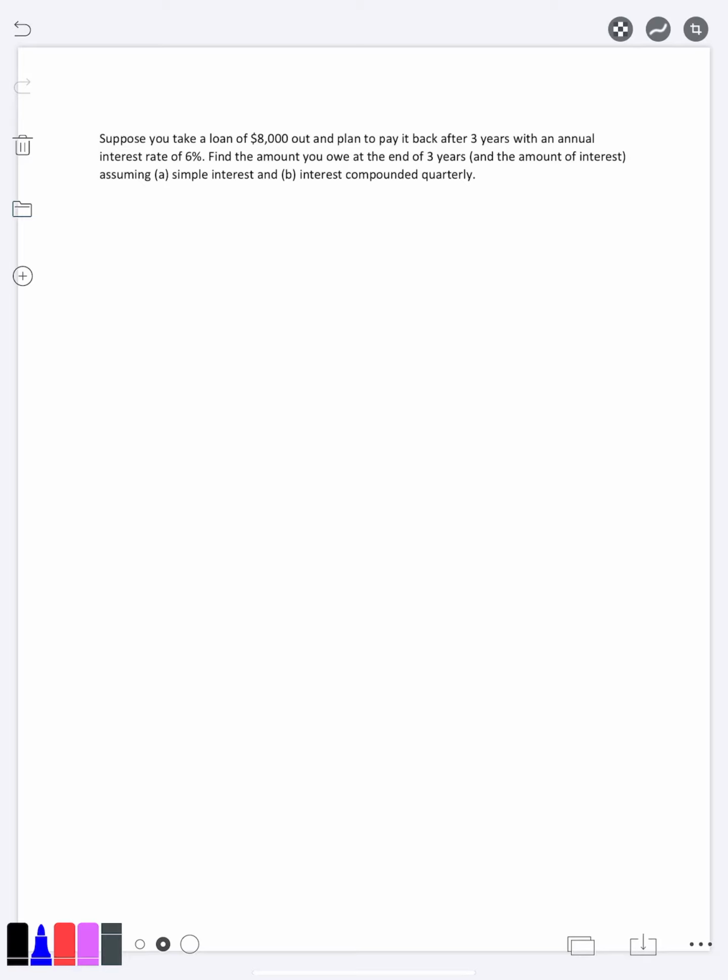We're going to learn how to do calculations with both simple interest and compound interest, and then we're going to be able to compare the two different results. So this says that we're going to take a loan of $8,000. We're going to pay it back in full 3 years later.